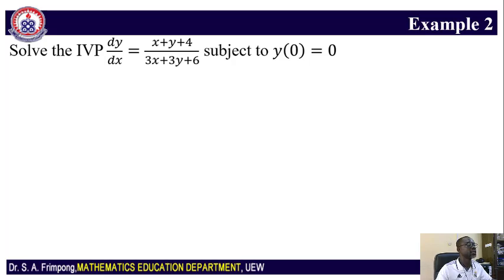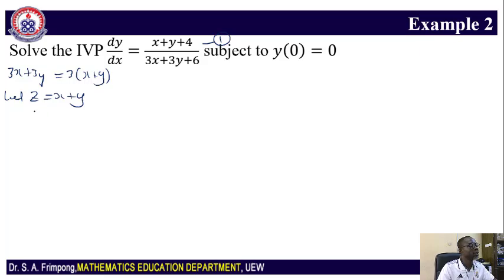Let's look at a second example. We have to solve the IVP dy/dx equals this, subject to y of 0 equals 1. Let me call this one equation 1. Again, we realize that the 3x plus 3y is actually equal to 3 times x plus y. So we let our z be equal to x plus y. Please, the z is not compulsory. You can make it any letter you want. Let me call this one equation 2.